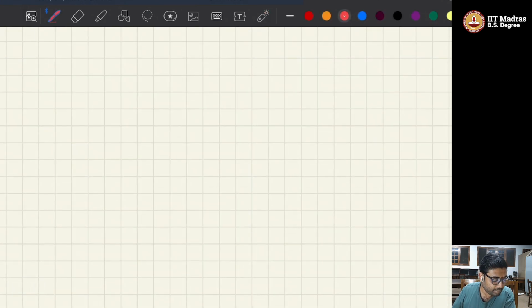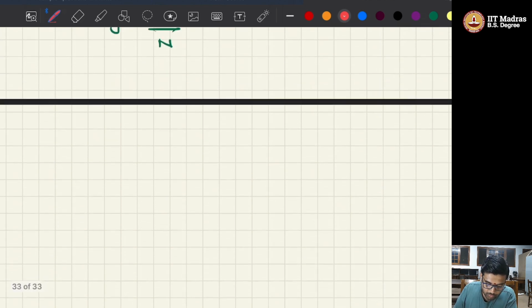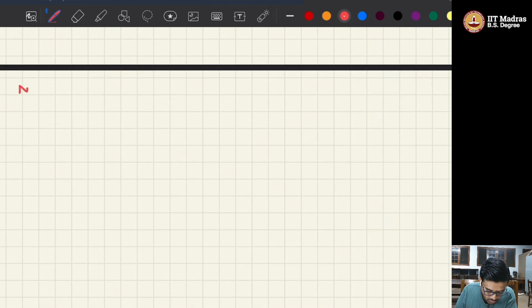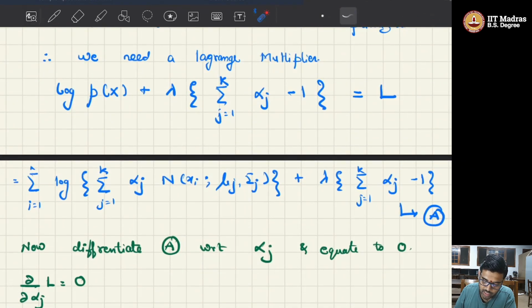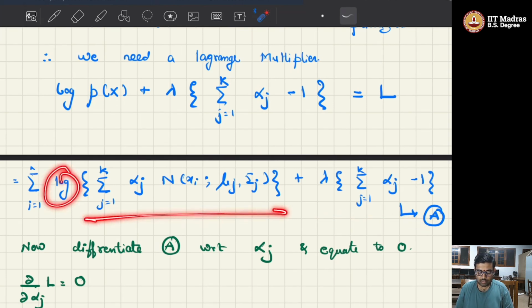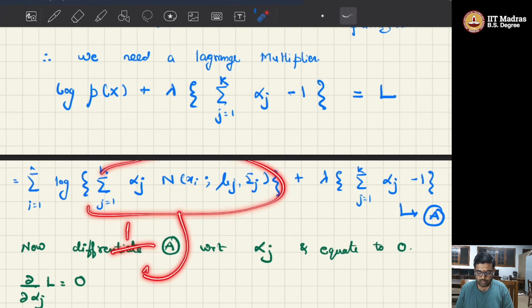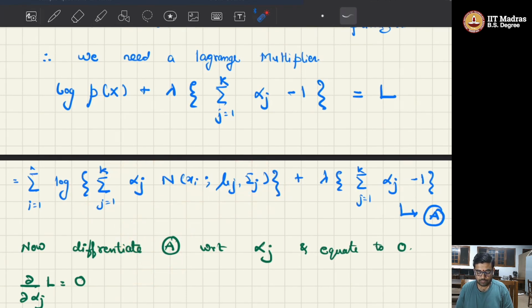One part is done. Now to get mu k, you should follow the similar thing. Now differentiate with respect to mu j and equate to 0. What? Equation A. Let's go back to equation A. This term is independent of mu j, so no problem. Again, now this will be like log of this. Now 1 over this term will come. Now you want to differentiate this.